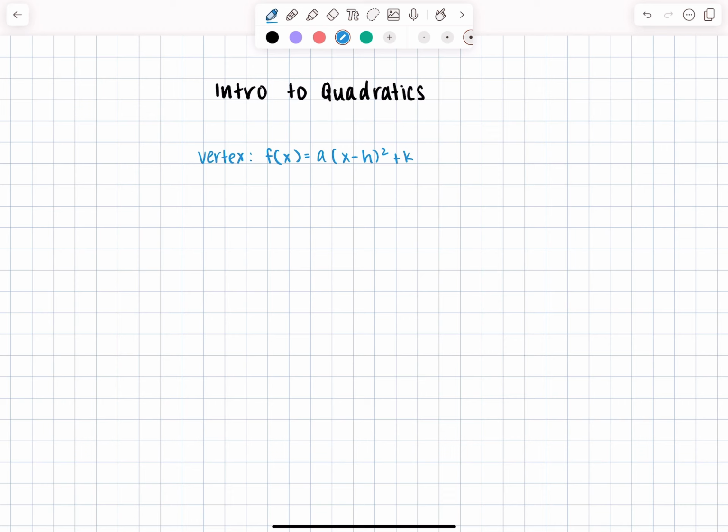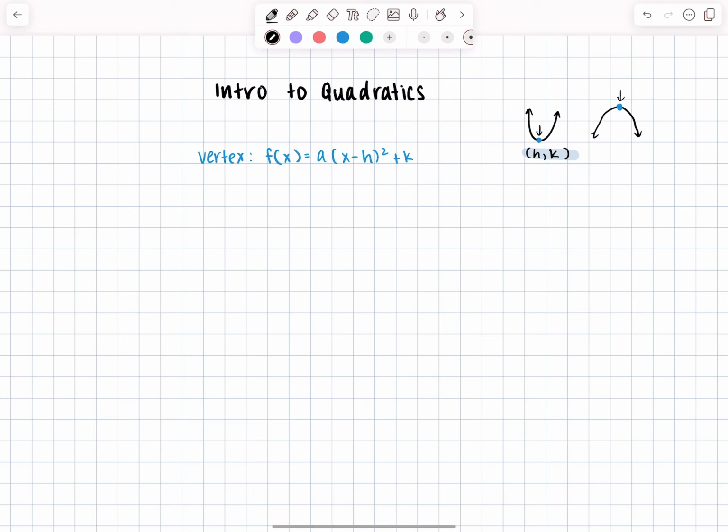So we know that when we have our parabola or quadratic over here, the vertex is the lowest point or the highest point in our parabola. So this or this. That's something to know. And the vertex can be described from this equation, the vertex form, as h comma k. So that's something to remember.